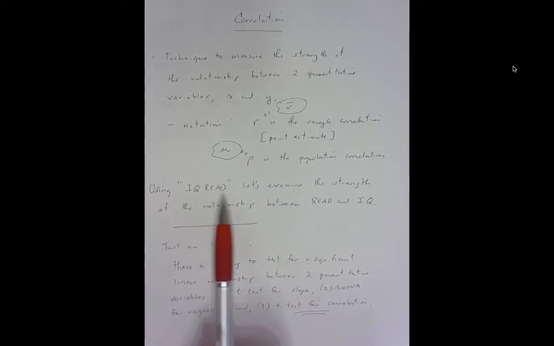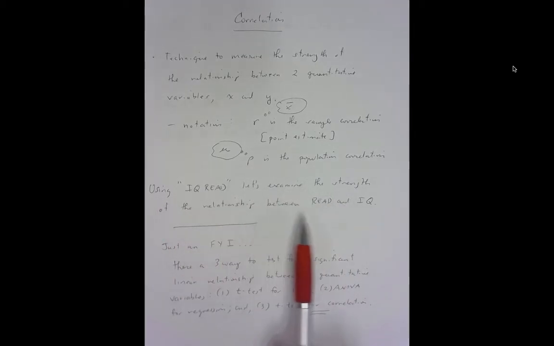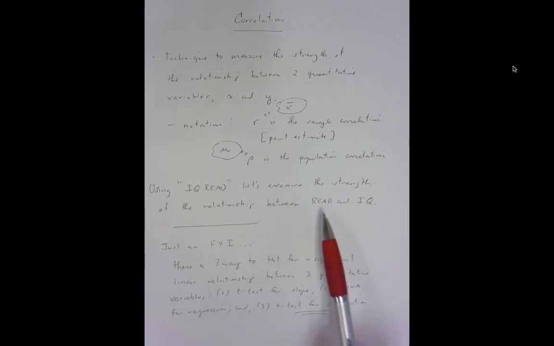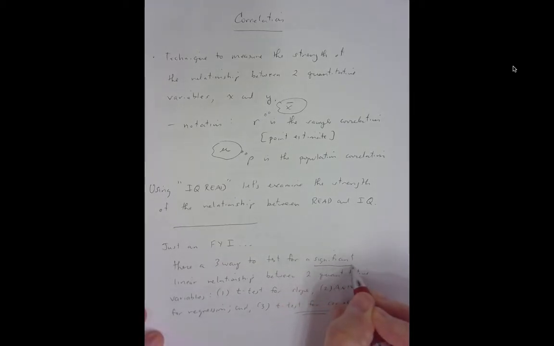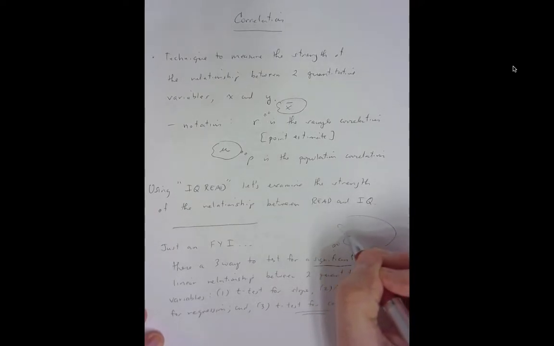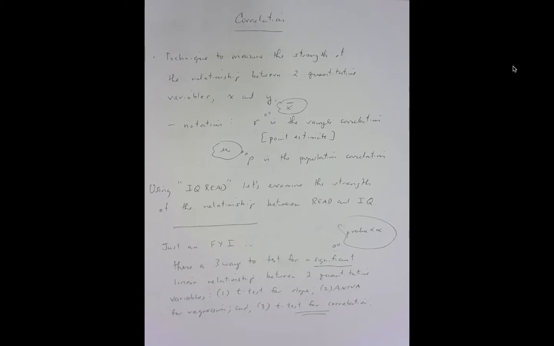So using IQ read, let's examine the strength of the relationship between the variables read and IQ. Just an FYI, moving forward, there are three ways that we're going to find out to test for a significant, and again, what does significant mean? Our p-value is less than our alpha.